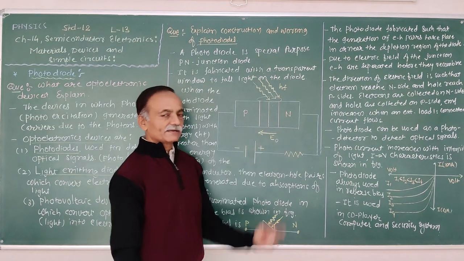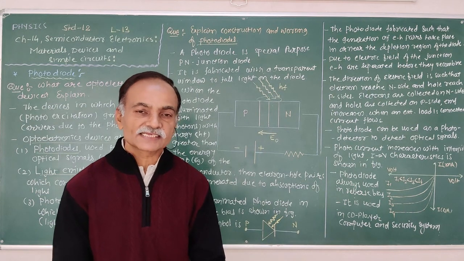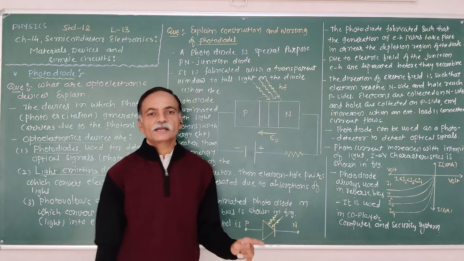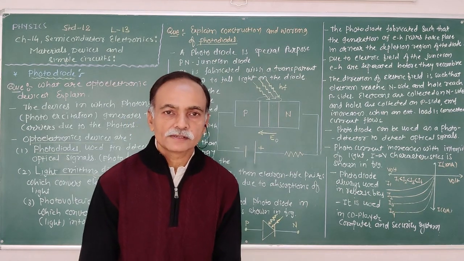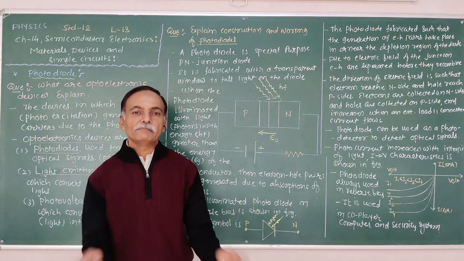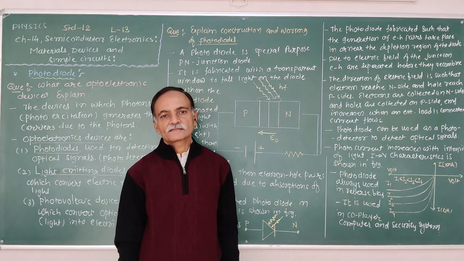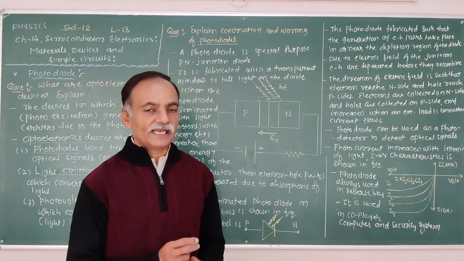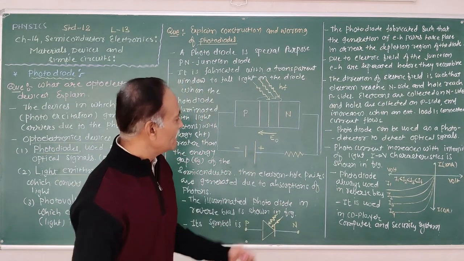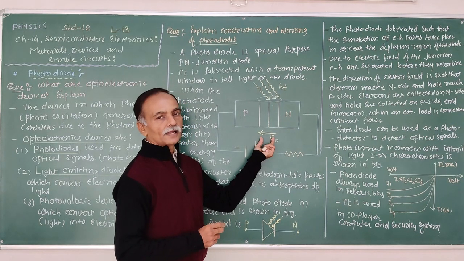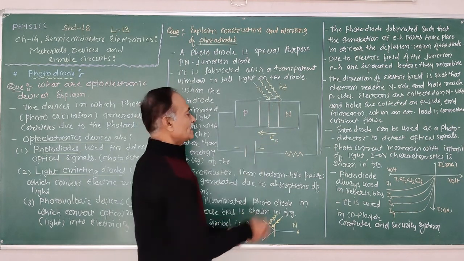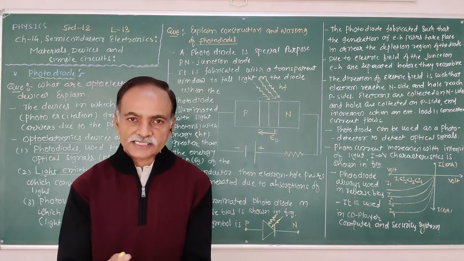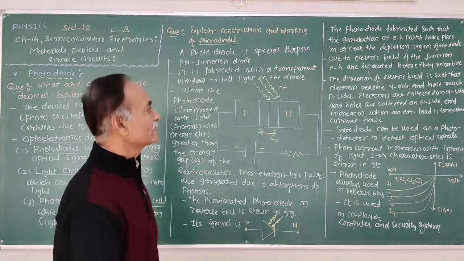The electric field inside the depletion layer is such that the electron-hole pairs formed due to the breaking of the covalent bonds get separated before they recombine, because the hole has the tendency to take the electron. So the electron-hole pairs are formed, and before they combine, the hole and electron get separated.